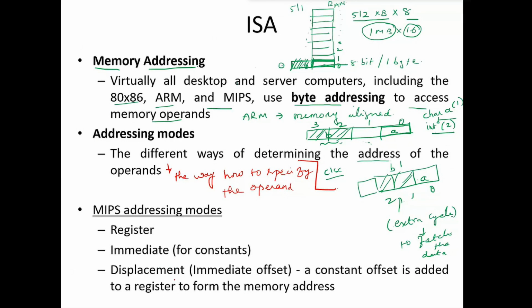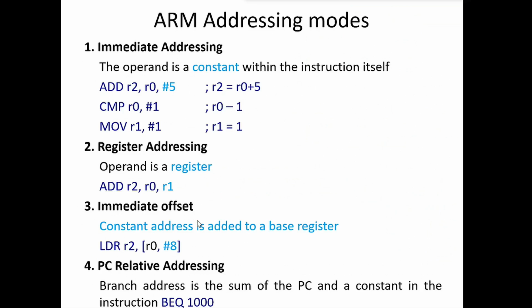In this case, three categories have been explained here, but again, it purely depends upon the architecture. You may have more addressing modes, but in this textbook, they are widely classified into three categories: one is register type, another is immediate, and the last one is displacement. So we'll take an example. Here we have an example.